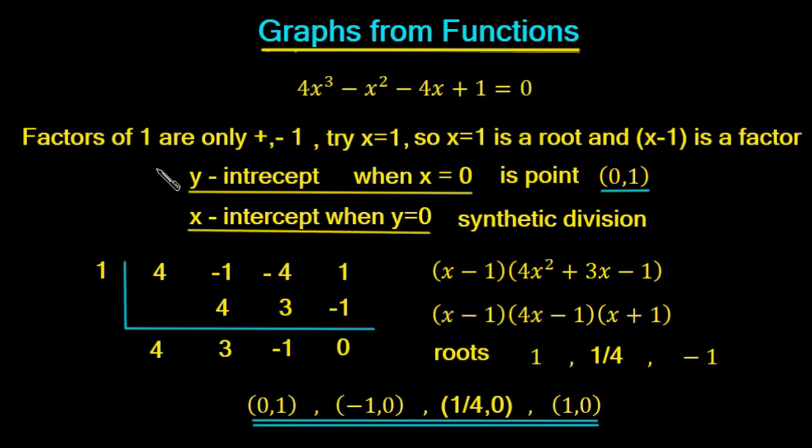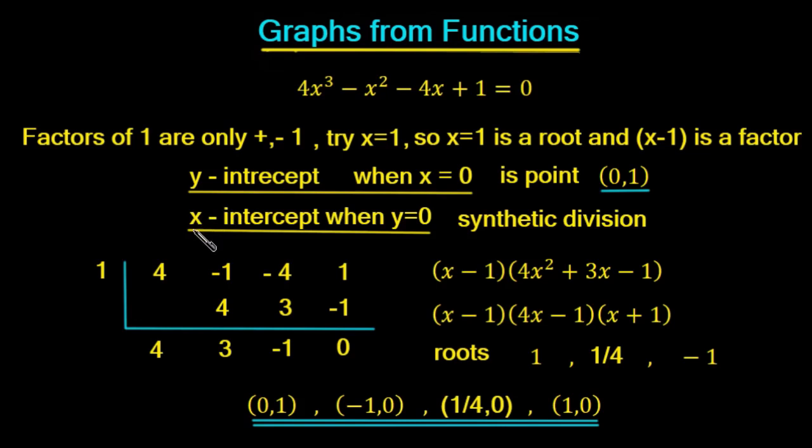So now let's start off by trying to find the y-intercept. It cuts the y-axis whenever x is equal to 0. So whenever x is 0, this will be 0, that will be 0, that will be 0, and we'll have a value of 1. So it must cut the y-axis at the point (0, 1). So we've got 1 point.